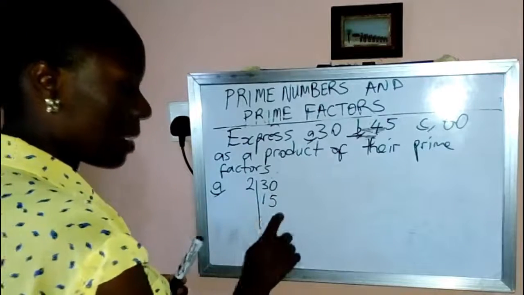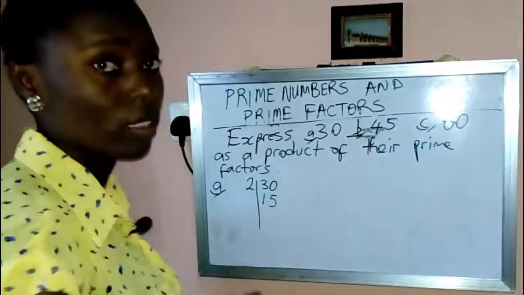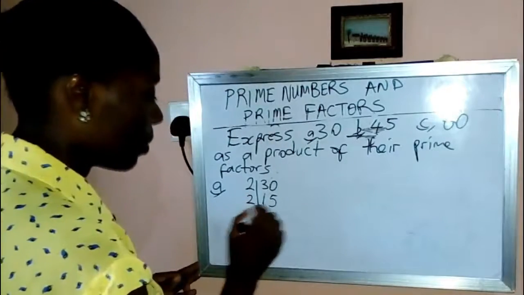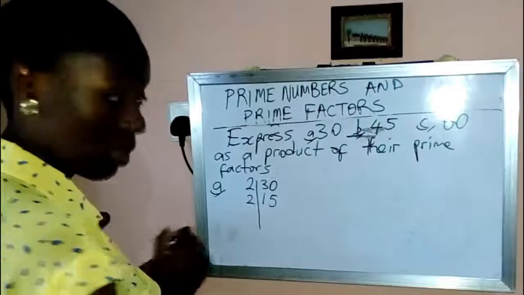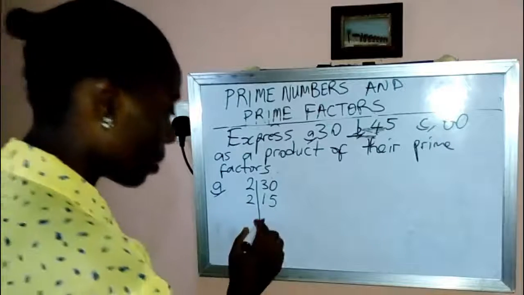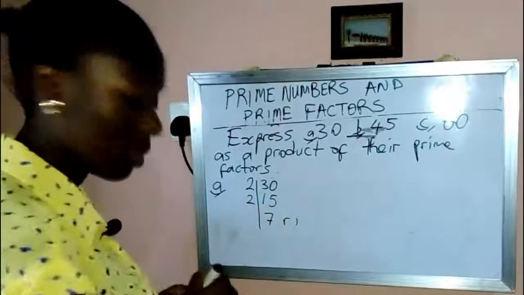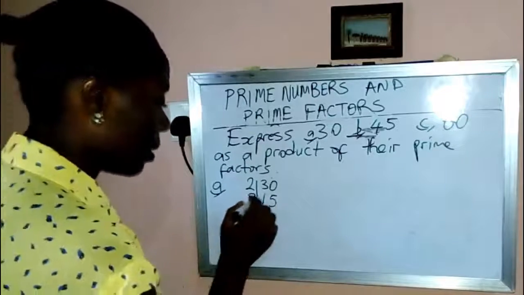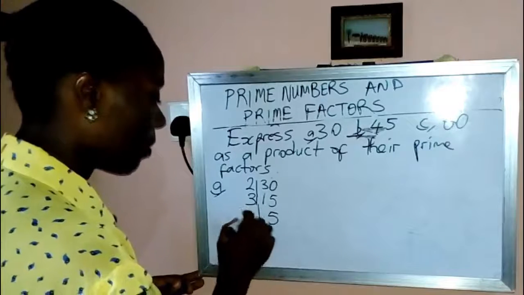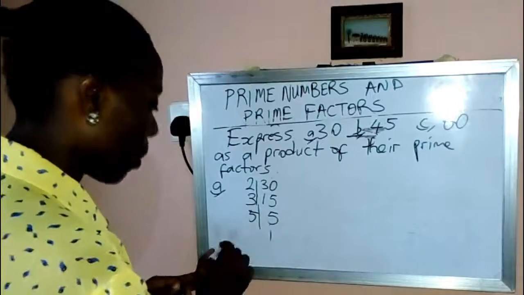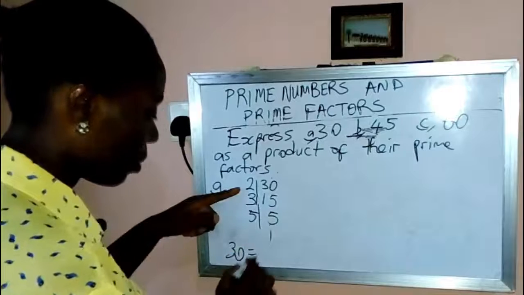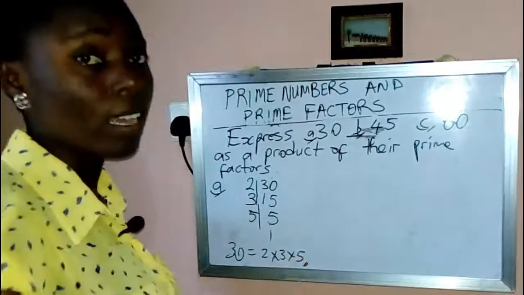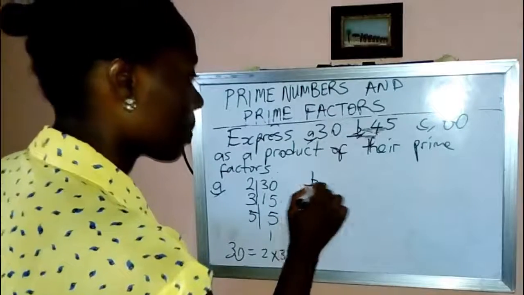2 cannot divide this again because 5 is an odd number, okay? So we have 2 into 15, it cannot go, like I said, without a remainder. It will give us 7 remainder 1. We don't want this, okay? So let's use 3. 3 into 15, I have 5. 5 into 5, I have 1. So my 30 will give me 2 times 3 times 5. Final answer.